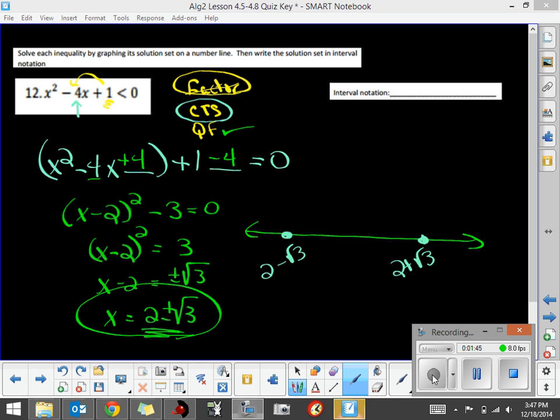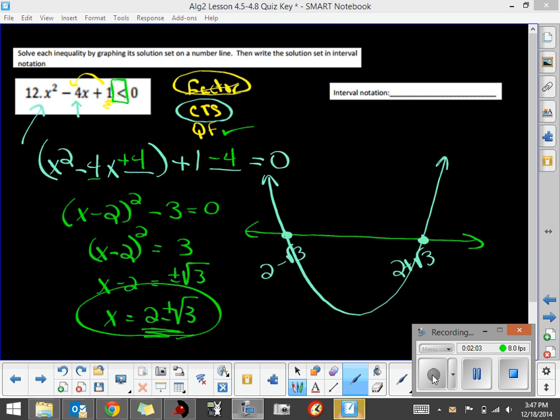Now I'm going to go back and see if I have a smiling or a frowning curve, and because this leading coefficient is positive, I know it's going to be a smiling parabola or curve. Okay, now I need to interpret the inequality sign. So now I come back, and this is really the first time I have to deal with that inequality sign.